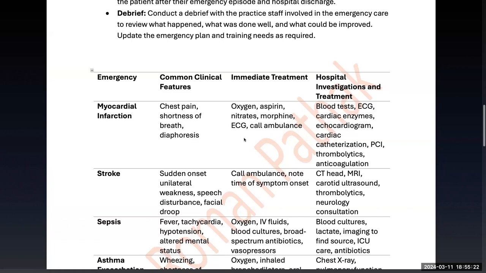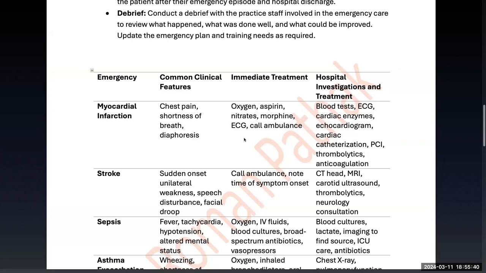So make sure that you are able to do this. And for this, you need to go to the clinic and find out how they manage cases of myocardial infarction, or, let's say, diabetic ketoacidosis, and what resources you have in your clinic. So that's something for you to explore.